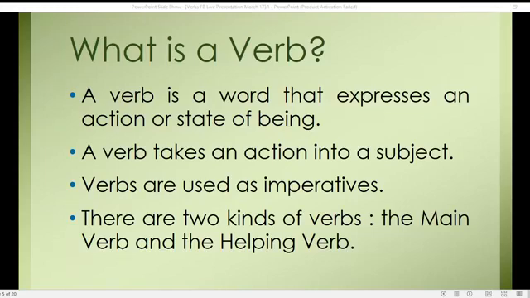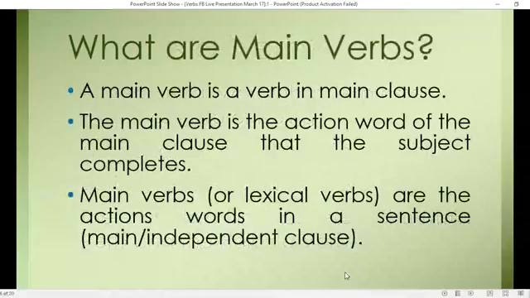A verb takes an action on a subject. We may say you are the subject of the sentence and you have to take a command or request to someone or ask a favor. For example, you have to read a book, you have to stay at home and watch online. Those are the types of verbs. And we have also discussed the two kinds of verbs, which are the main verb and the helping verb. So what are main verbs?